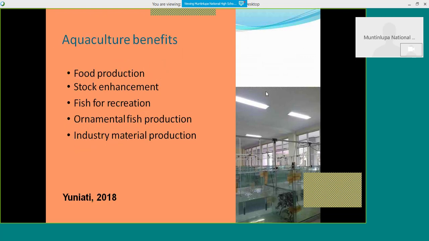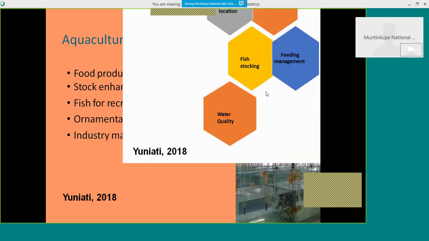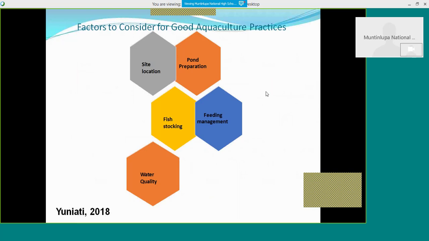So aquaculture has the following benefits. It can contribute to food production, stock enhancement, fish for recreation, ornamental fish production, and industry material production. According to UNIATI 2018, here are the factors to consider for good aquaculture practices: a good site location, pond preparation, fish stocking, feeding management, and water quality.